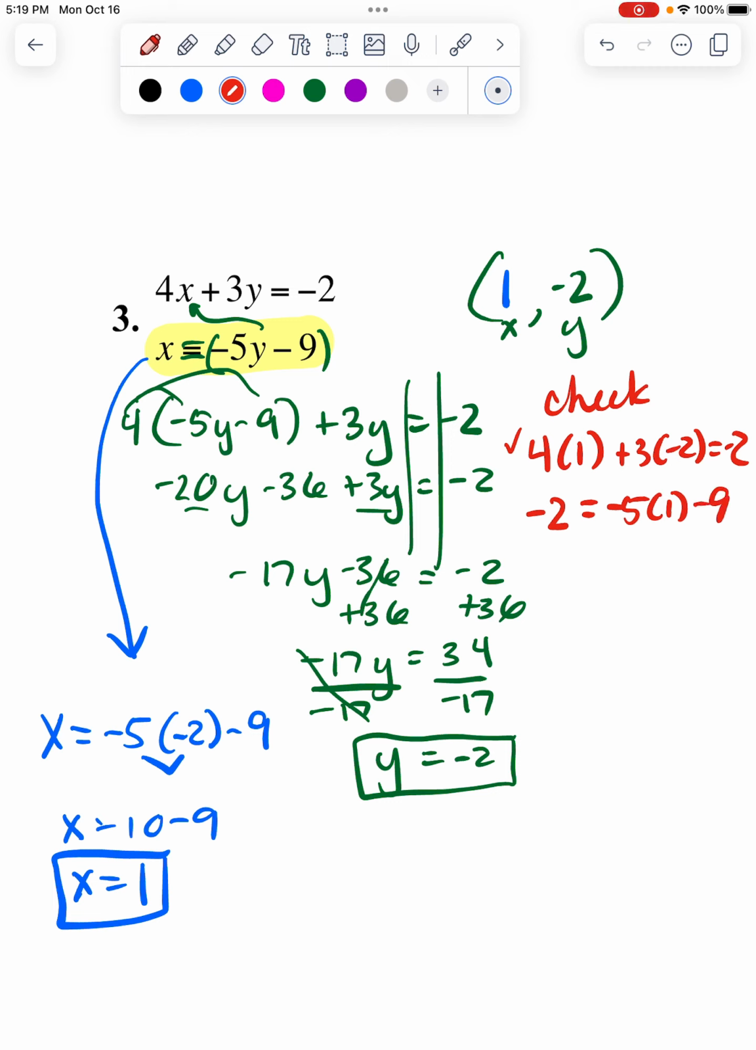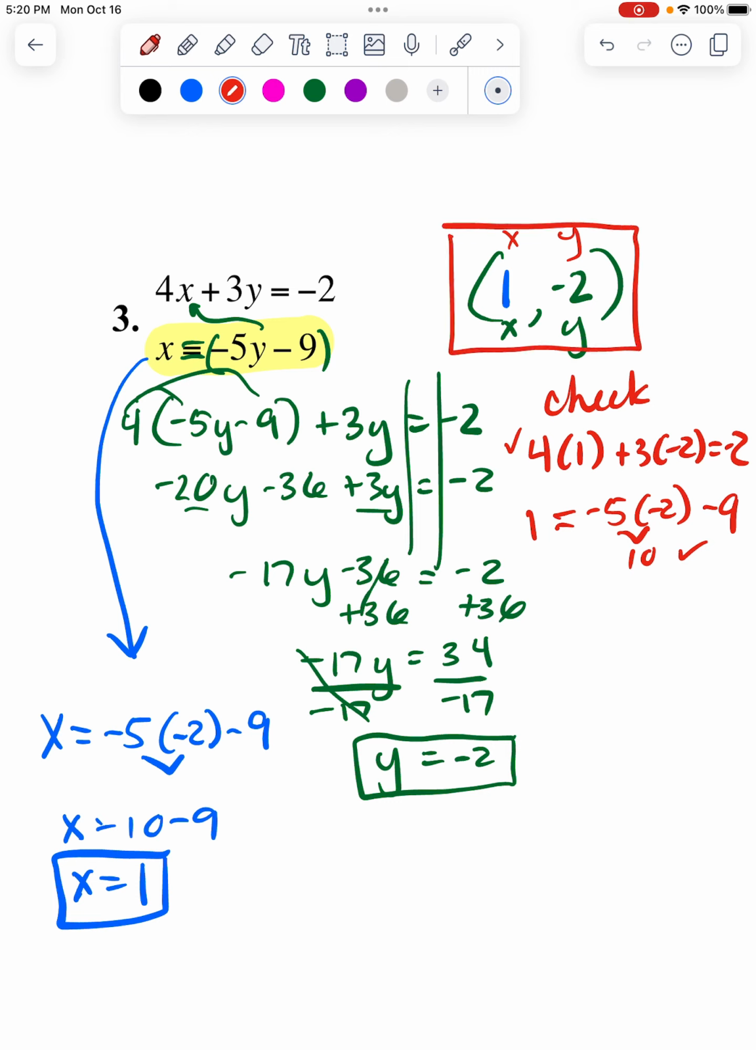So -2 equals, oh, wait, sorry. I did exactly what I told you guys not to do. Just kidding. I'm going to put a 1 in for x, because this is my x and y, sorry about that, and then equals -5, and then my y is -2. Sorry about that, I flip-flopped those. So then I would get 1 equals 10 minus 9, which it does. So then I am confident that these are my proper answers.